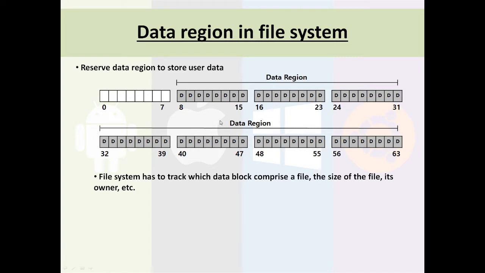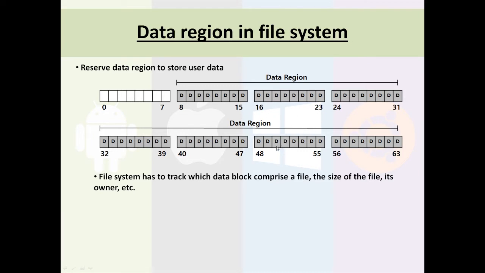So in this example, once again, we're going to reserve a fixed portion of the disk for these blocks. That's going to be the last 56 of our 64 blocks. So the last 56 blocks are our data region.